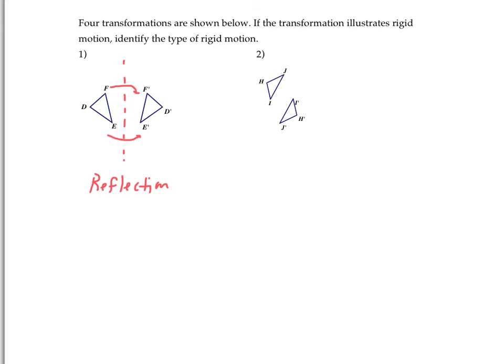If you take a look at number 2, we have to be a little bit more careful on this one. We're taking triangle HIJ and mapping it to this new triangle. Let's see if you can figure out what type of rigid motion is happening here. Notice that the triangles are congruent. The size has not changed at all, so it's definitely a rigid motion. But thinking about going from point I to I prime, we're talking about a rotation. And you can kind of twist your paper around to see how that would work.